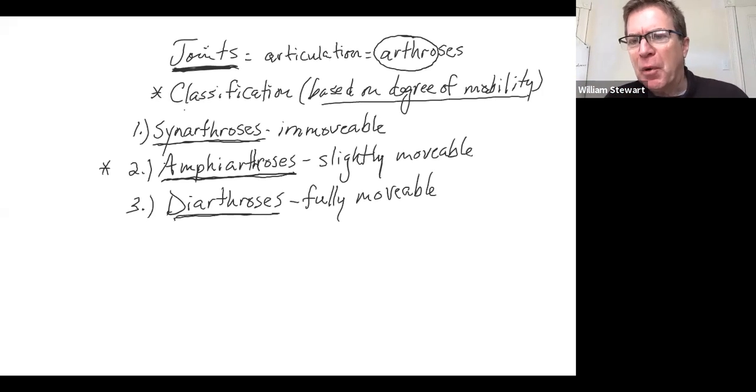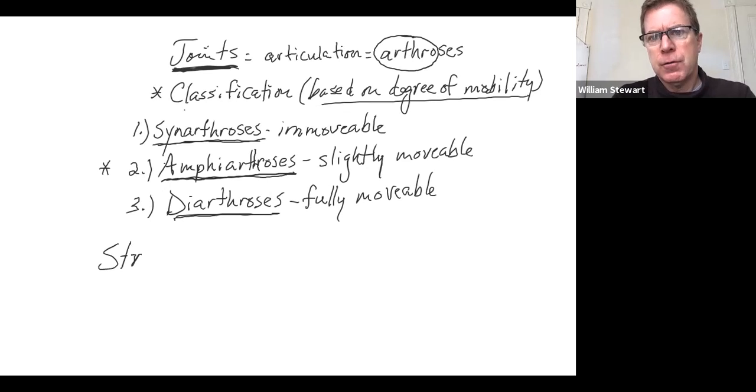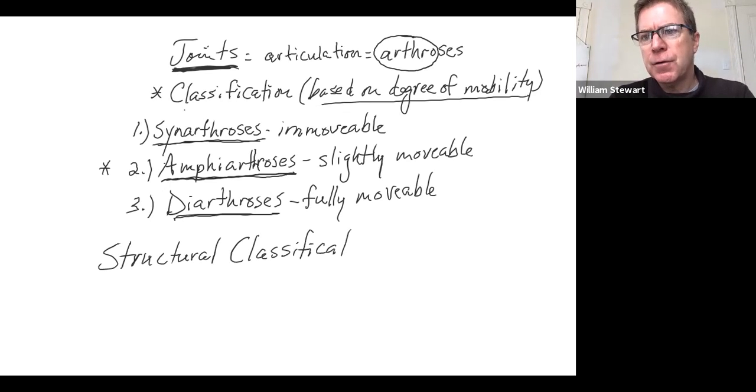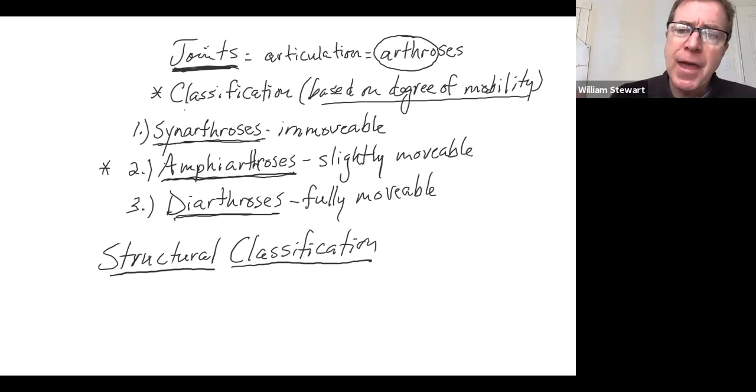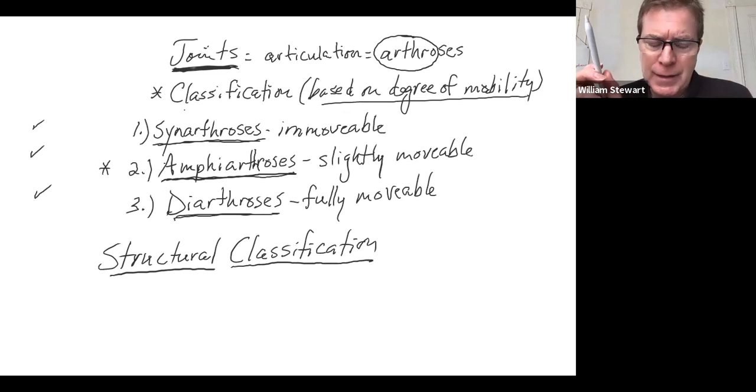The more challenging part is classifying joints based on their structure. So I'll write out as much of this as I can. So we're gonna write structural classification. So now we're gonna classify joints based on what they're made up of, what type of tissue largely. And then while we are doing that, we're going to say if that particular joint is synarthrotic, amphiarthrotic, or diarthrotic based on its degree of mobility.